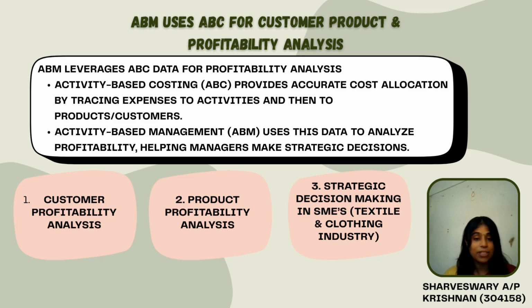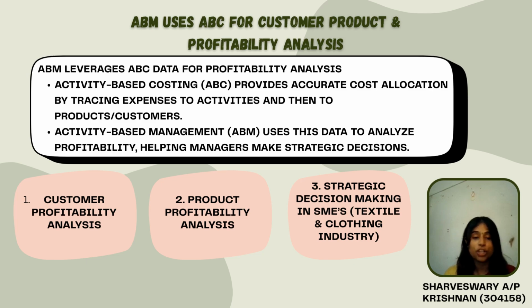While activity-based management (ABM) takes all the data that we get from ABC and uses it for strategic decision making. This answers questions like which customers are most profitable and which product drains more resources. By analyzing these activities, ABM helps optimize operations and pricing.